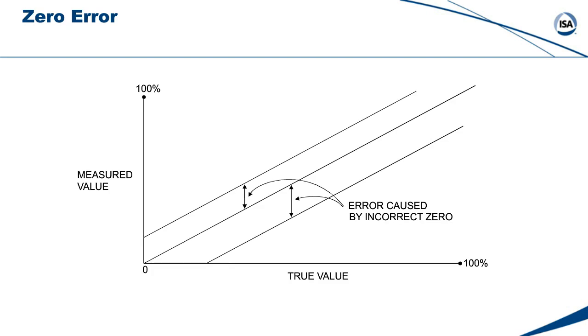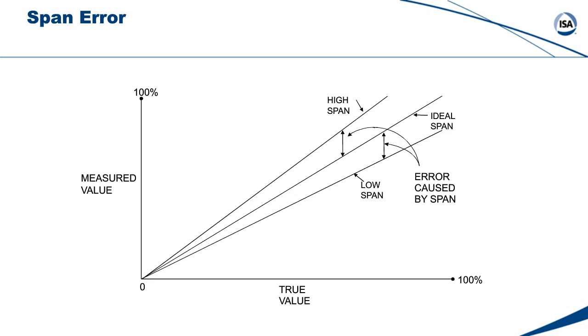Zero error is simply an error characterized by a constant offset over the entire measurement range. There can be positive or negative zero error. Zero error can be corrected by calibration. Span error is an error that has no zero offset, but increasingly deviates from the true measurement over the range of measurements from 0 to 100%. There can be low or high span error. Span error can usually be corrected by calibration as well.